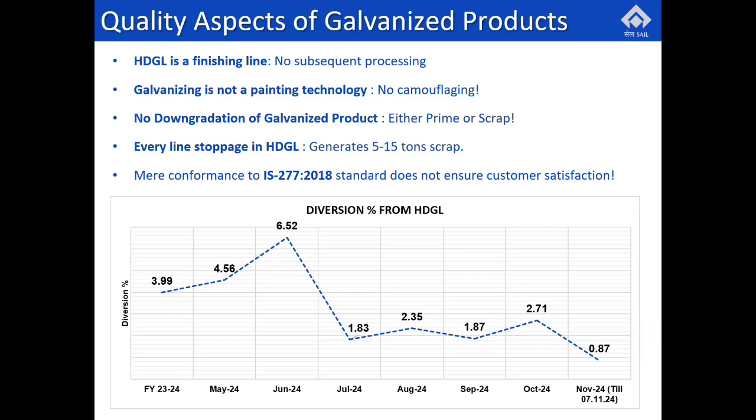Our efforts have borne fruit, and you can see the diversion percentage from HDGL has consistently gone down. In financial year 2023-24, it was around 4%. And we have been working on it, and we are trying to bring it back. And thankfully, till now, in the first week of November, it is only 0.87%. We are operating at around 2 to 2.5% at present, and we are doing our best to minimize it further.